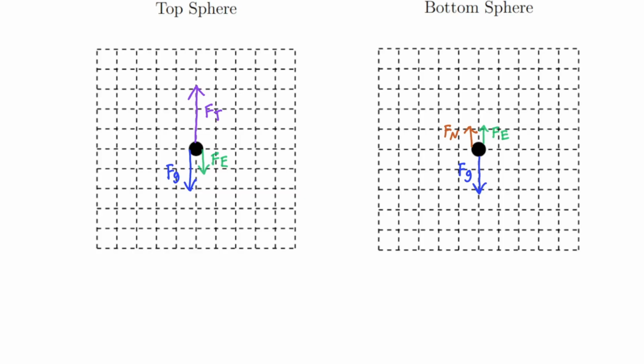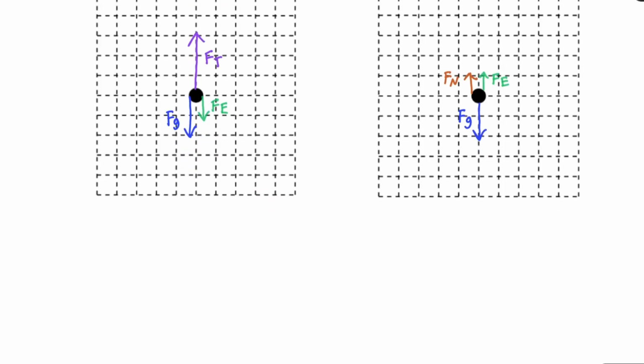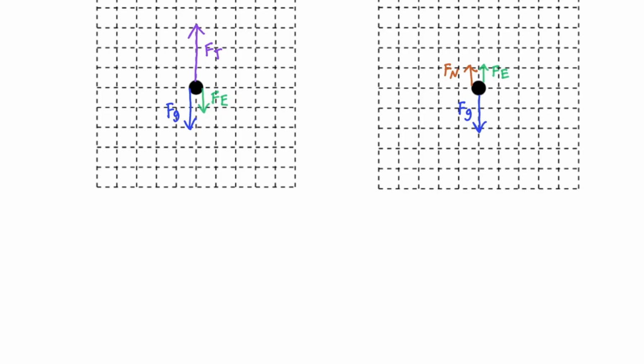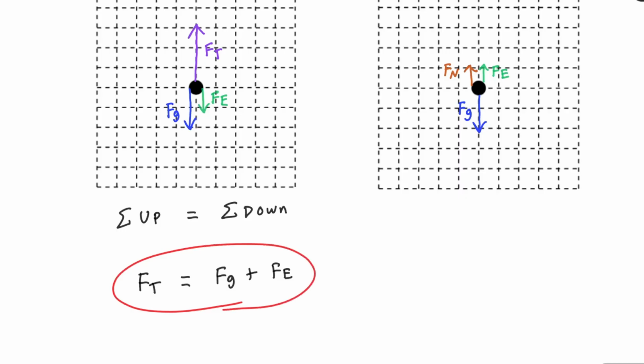So we could just stop here and write some Newton's first law equations for each sphere. So both of these are balanced. So we can just set some force balancing equations up. So for the top sphere, we know tension is the combined value of the weight and the electric force. And then for the bottom sphere, we know that normal and electric force combine to balance the weight.